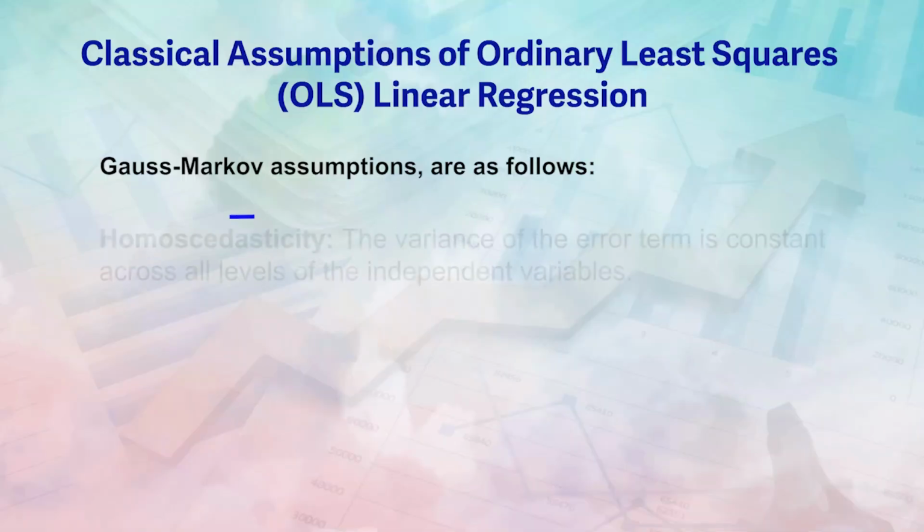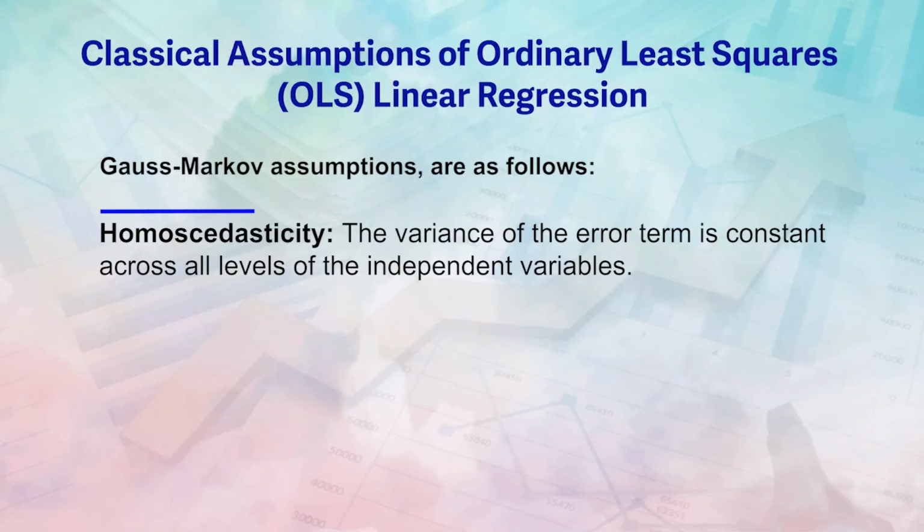Moreover, we also have more assumptions, like the variance of the error term. Whenever we consider the variance of the error term, across all observations and across all the independent variables, the error term should have a constant variance. That is what we call homoscedasticity.